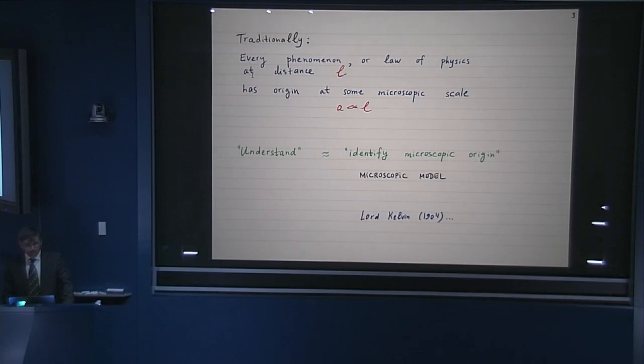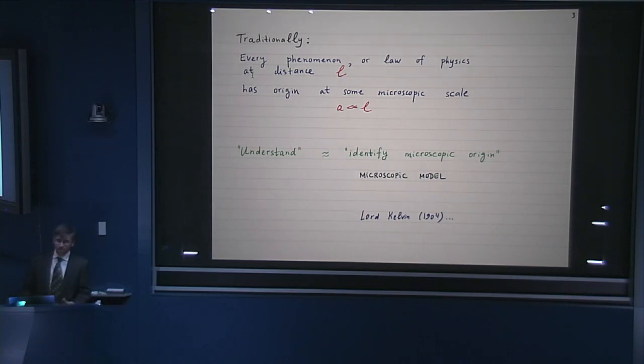So when we say in physics that we understand a phenomenon, it typically means that we manage to identify its microscopic origin, some sort of microscopic model. And the funny thing is that you don't always need this microscopic model to actually do computations at the distance scale L. But unless we have this microscopic model, many people feel uncomfortable. They think, okay, there is something that we don't quite understand.